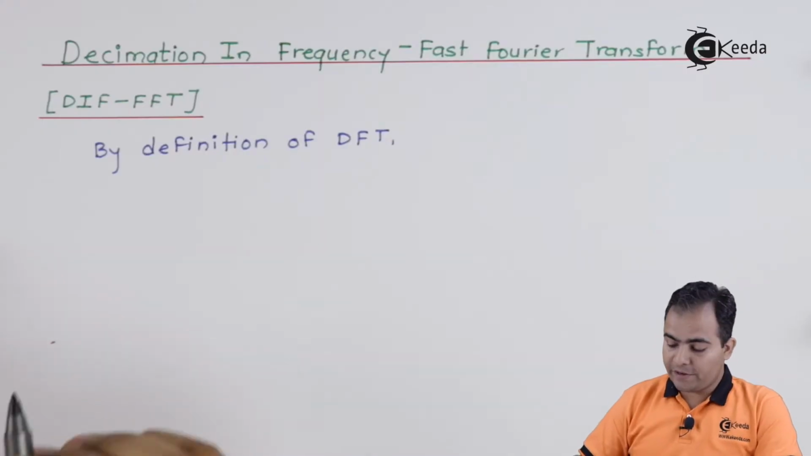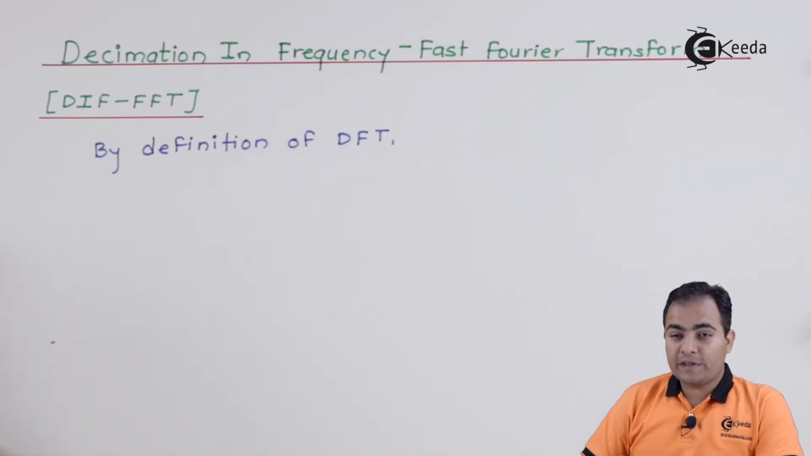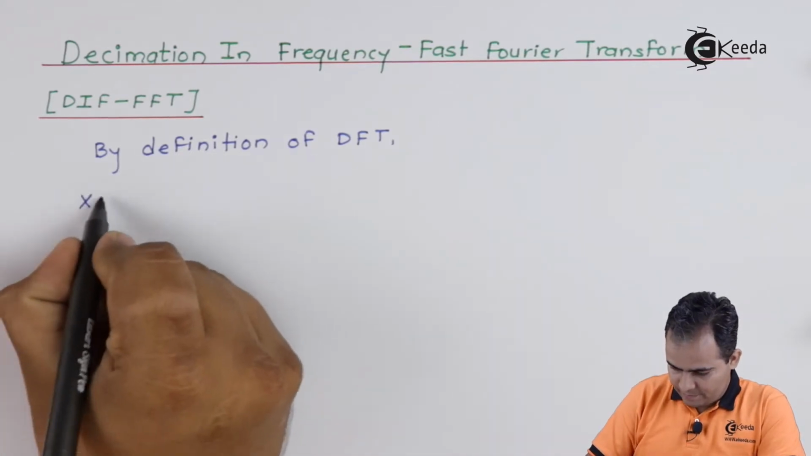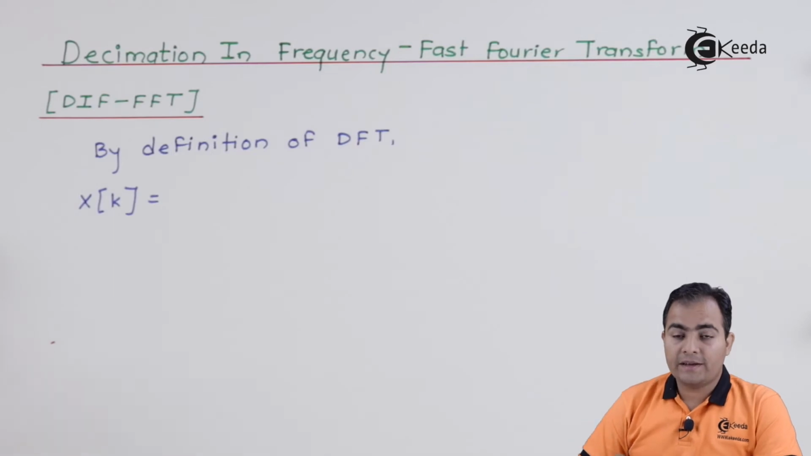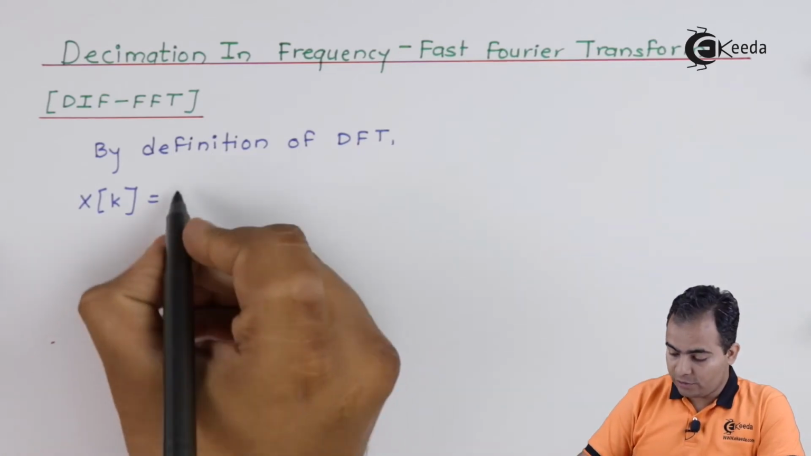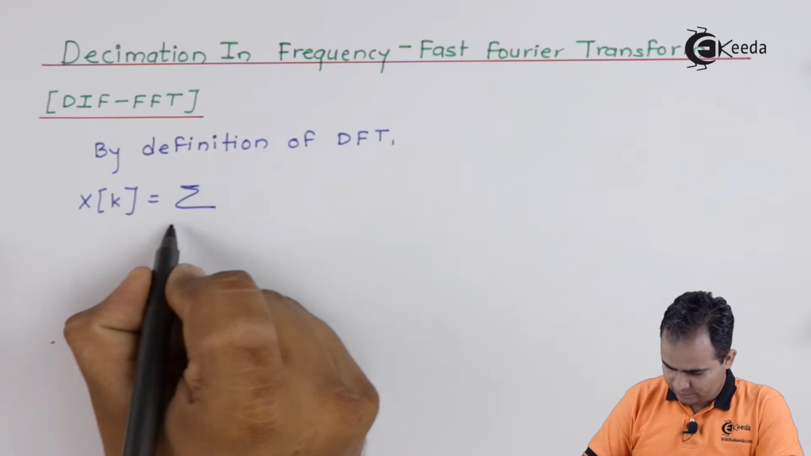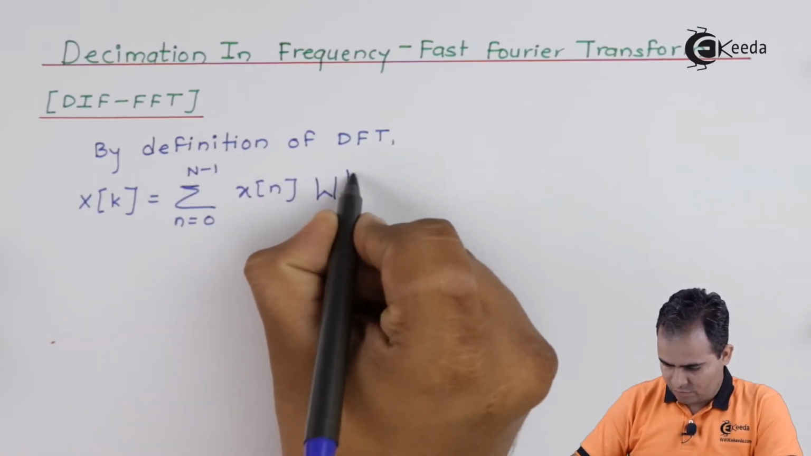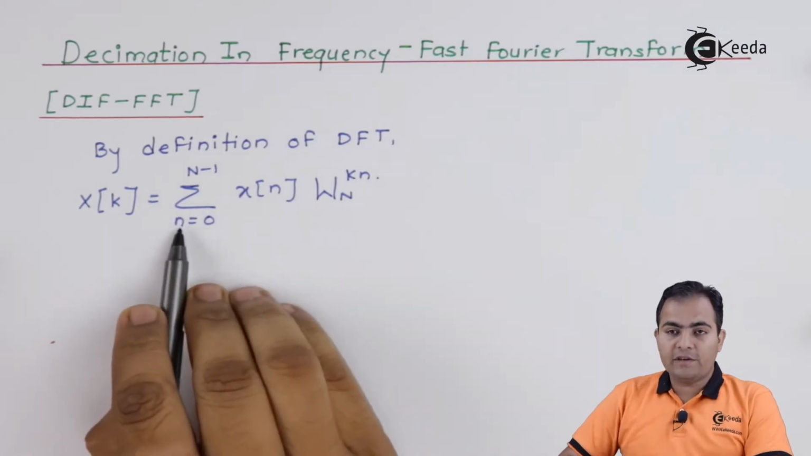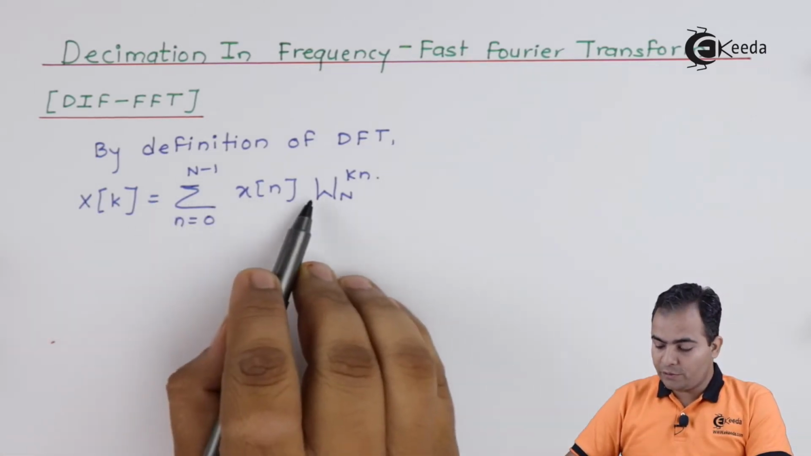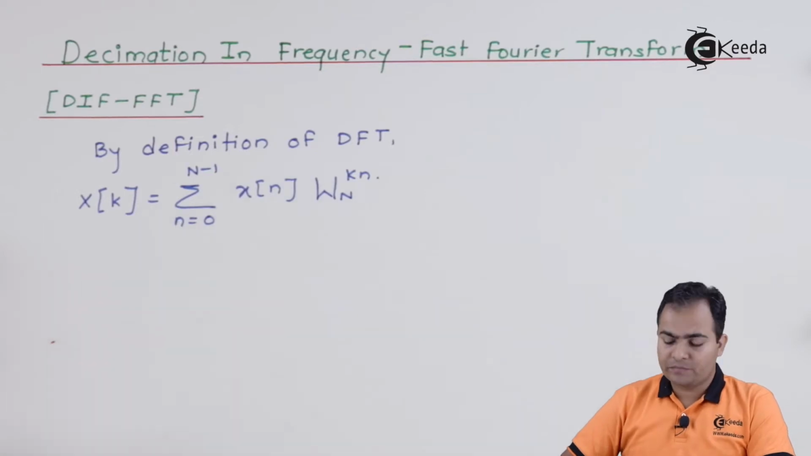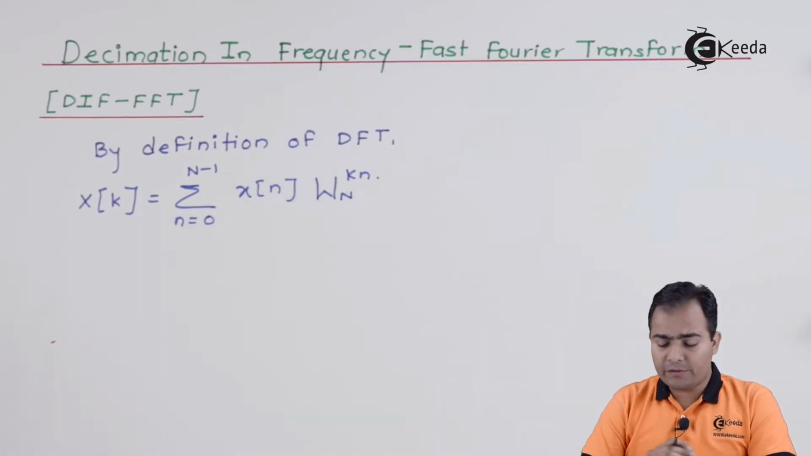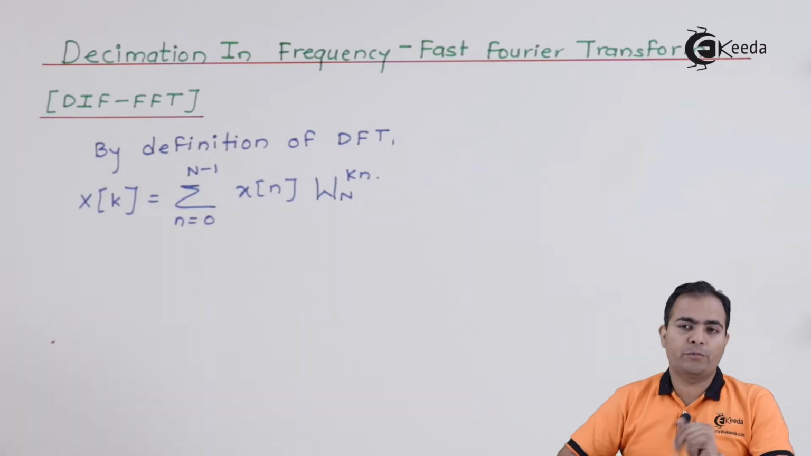By the definition of DFT, the DFT of any discrete time sequence x of n is represented by X of k, and the equation, or you can say the definition, is summation n varies from 0 to N minus 1, x of n into W_N to the power kn. Now what I want to do is divide this summation into two parts.